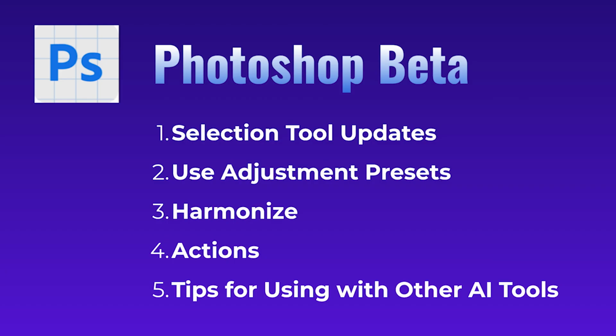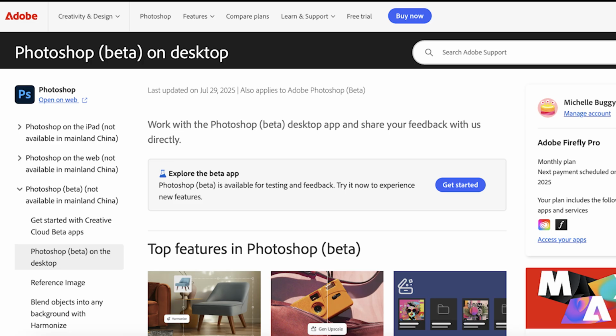So we're going to be going over Photoshop Beta, the selection tool updates, the use of adjustment presets, harmonizing the foreground and background image, actions to modify your image, and tips for using these with other AI tools. You can get the Photoshop Beta on the Adobe website.